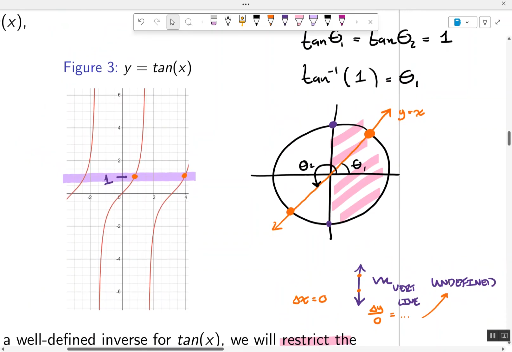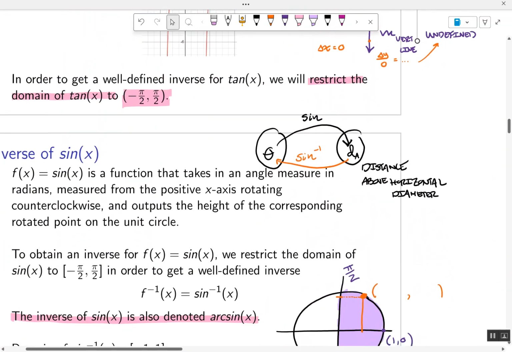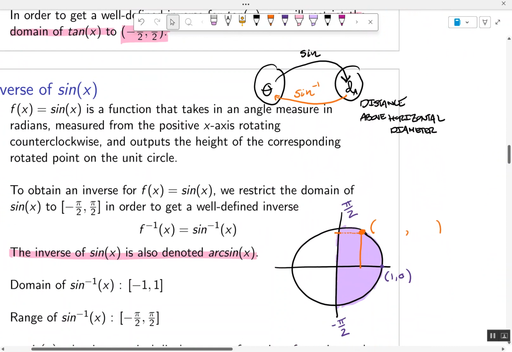So that being said, we are going to include in our restricted domain, to make sure that our functions are now 1 to 1, every rotation from -pi-halves to pi-halves, but we're going to exclude -pi-halves and pi-halves. So we're going to talk through all of that one more time.